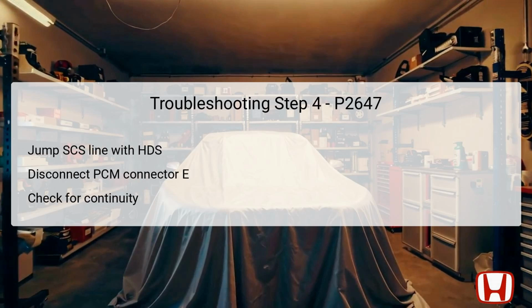In the fourth step, you will conduct an open wire check for the VTM line. Start this step by using the HDS to jump the short circuit sense SCS line and wait for over a minute. This process prepares the system for diagnostics by allowing it to stabilize. After ensuring the SCS line is jumped, disconnect the PCM connector E, which is typically an 80-pin connector located at the vehicle's engine control unit.